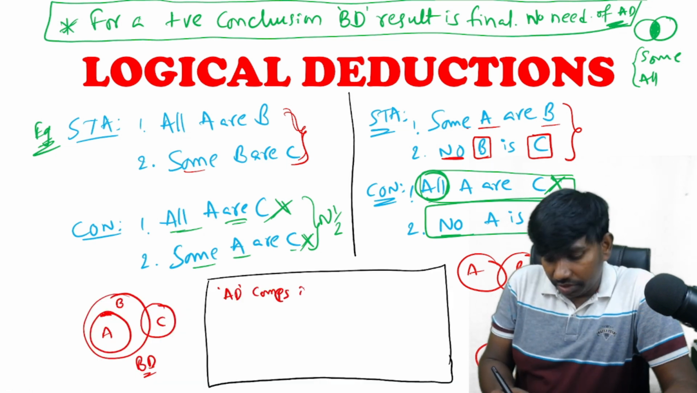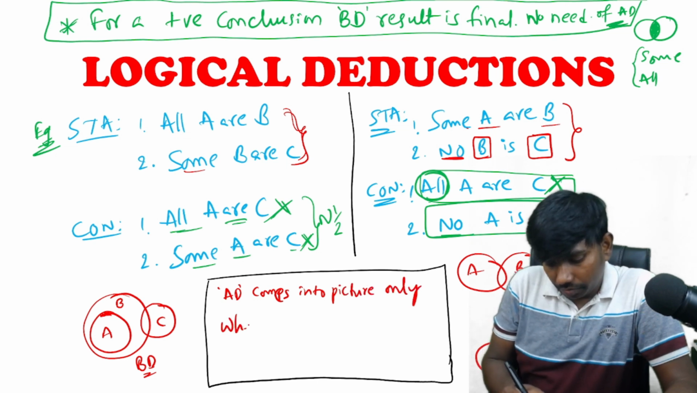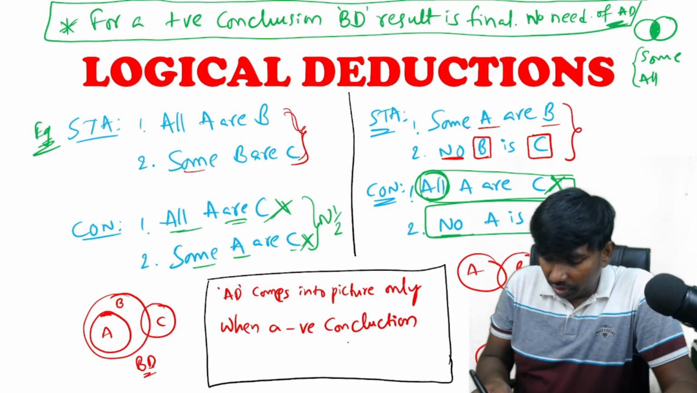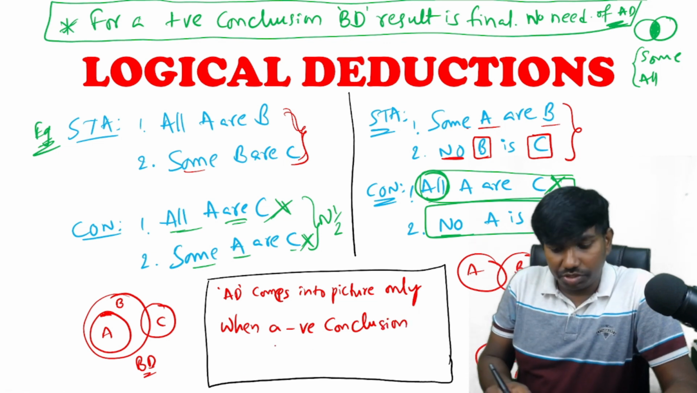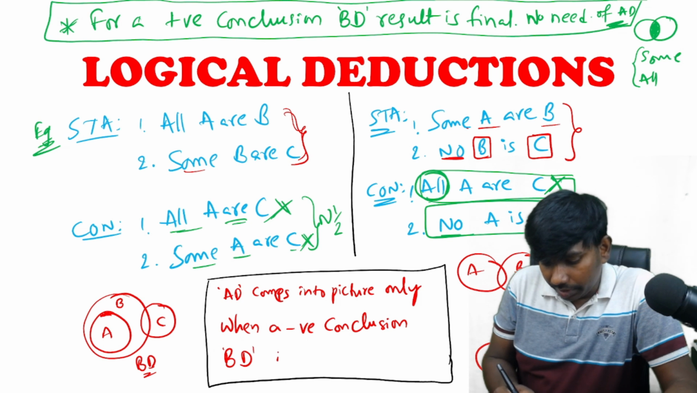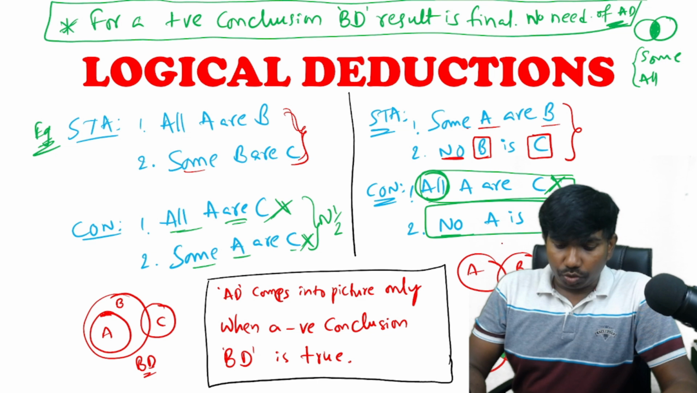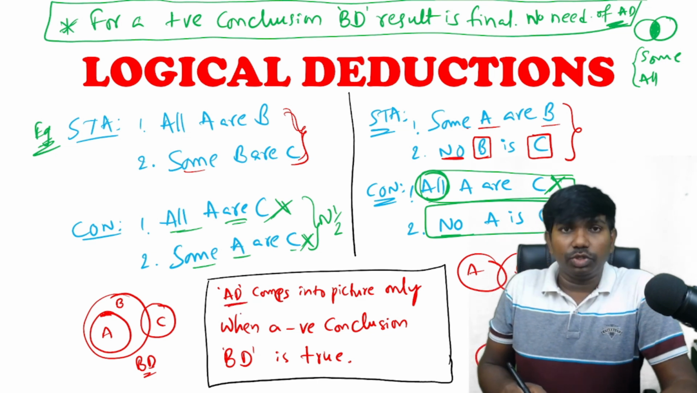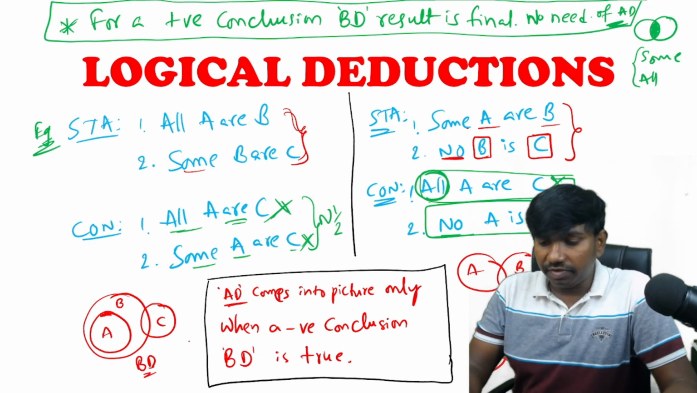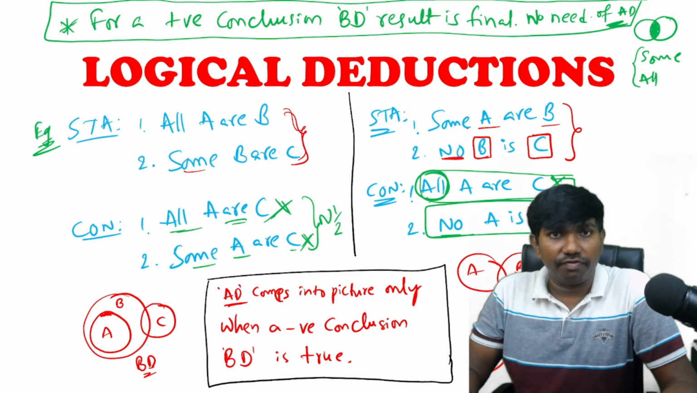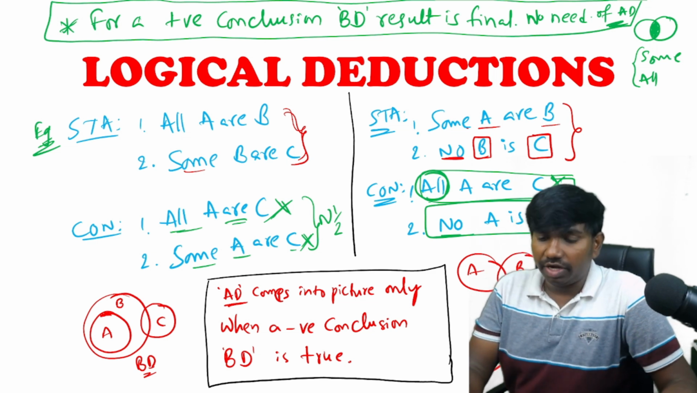AD comes into the picture only when a negative conclusion BD is true. Only when, for a negative conclusion, the basic diagram is true, then we have to consider the alternate diagram to search for a failure case. If there exists a failure case, then we can say it is failed, right? If we don't get that failure case, then we have to accept it is true.